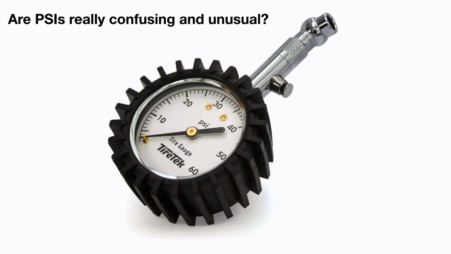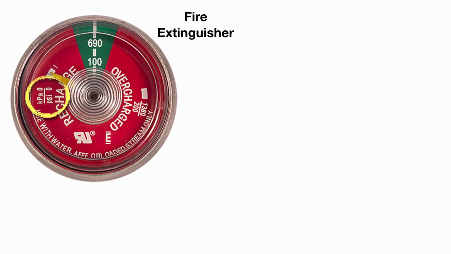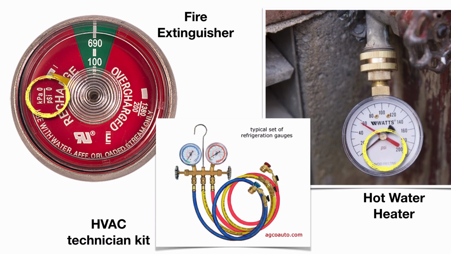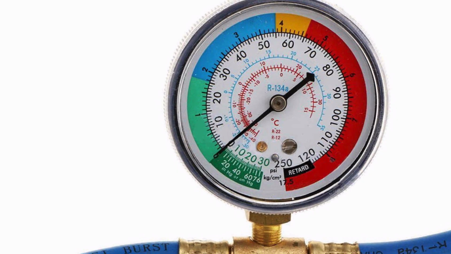So he kind of acted like PSI was very confusing. And the thing is, is PSI confusing and unusual? So here's your tire gauge, PSI. Here's a fire extinguisher gauge. It's in kilopascals and PSI. Hot water heater, PSI. Here's an HVAC kit, and the gauges that they use are really quite ingenious.